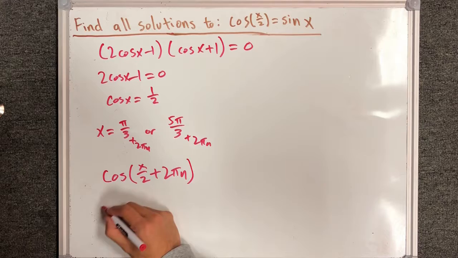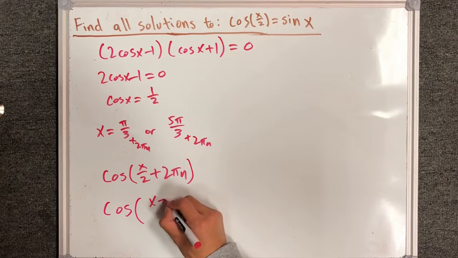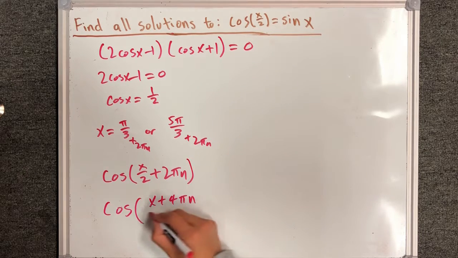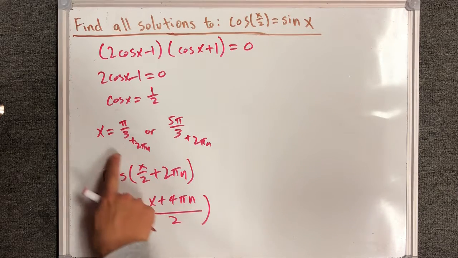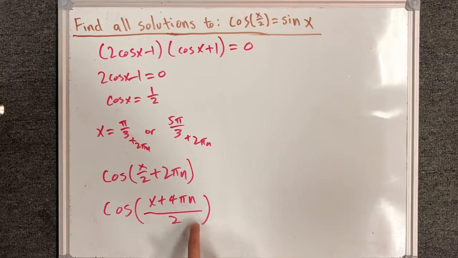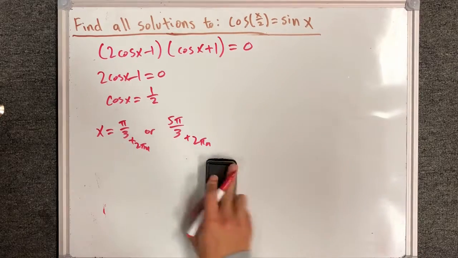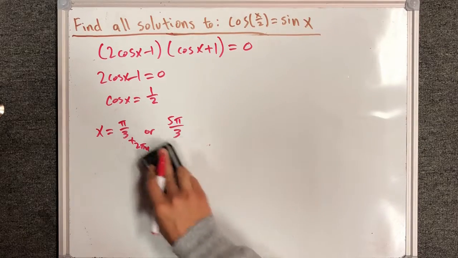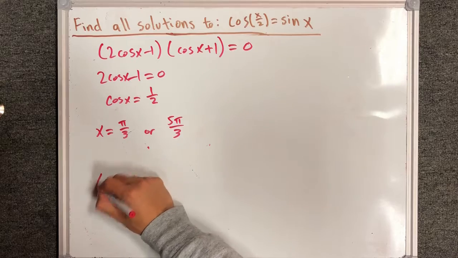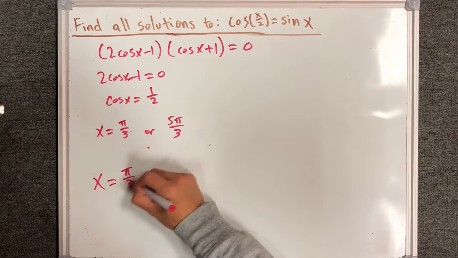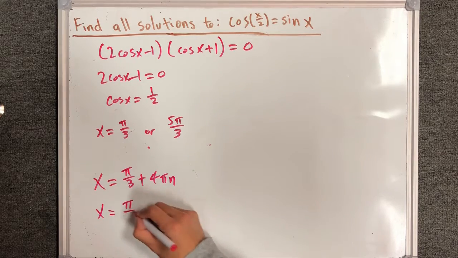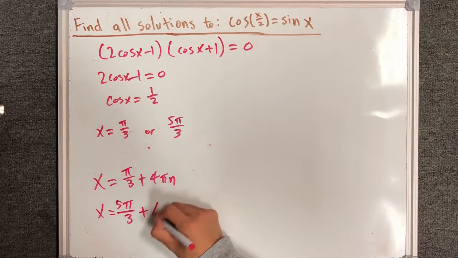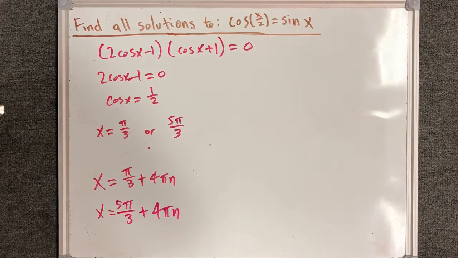So I can rewrite this as cosine of (x plus 4 pi n) over 2. Only by adding 4 pi to x will I be able to add 2 pi to this entire expression. So we can adjust both of our answers by adding 4 pi n instead of 2 pi n. So x is pi over 3 plus 4 pi n, and x equals 5 pi over 3 plus 4 pi n.